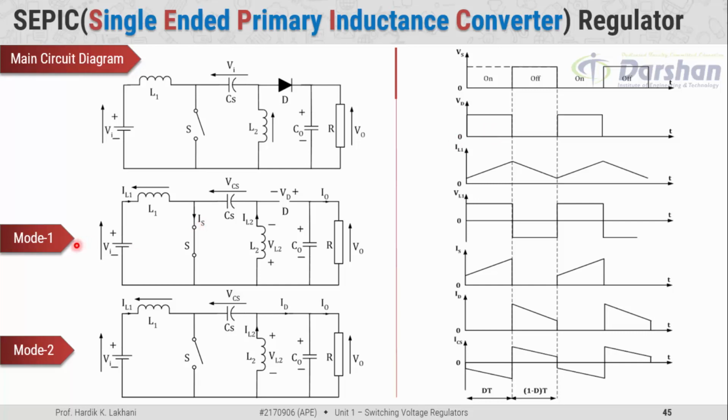As in mode 1, inductor L1 stores the energy coming from the supply, so the current through the inductor gradually increases from the minimum value towards the maximum value, and this IL1 has the slope of V input divided by L. Because this switch is acting as a short circuit element, inductor L1 is connected to the supply, so the voltage drop across inductor L1 during the first interval is the same as the supply voltage. So VL1 during the on time is equal to the input voltage.